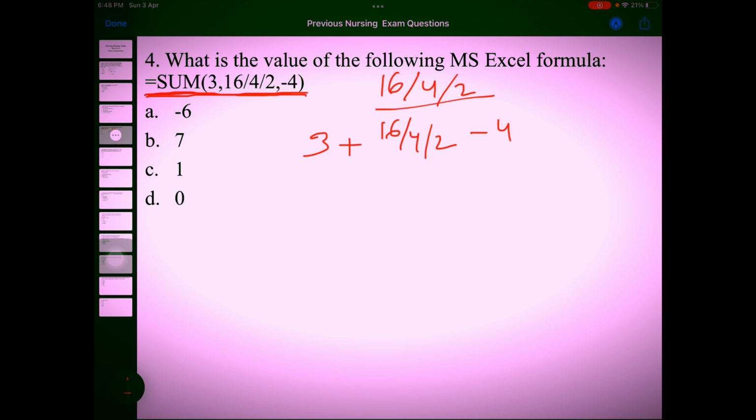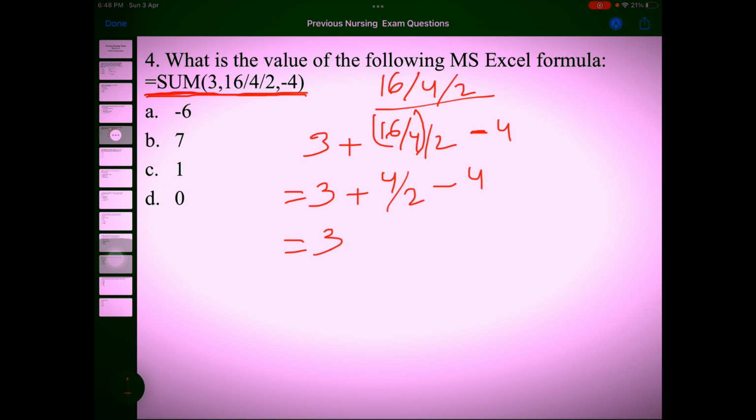Plus into minus equal to minus, so we get here minus 4 only. So it's equal to 3. MS Excel will calculate this part first, 16 divided by 4. So 16 divided by 4, the quotient is 4. So 4 will be divided by 2, then minus 4.